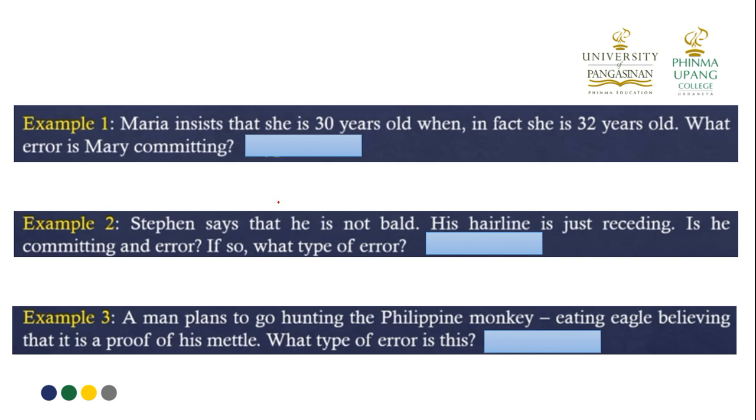The answer here is type 1. Why is it type 1? Because she is rejecting the truth. Right? She is rejecting the truth. Number 2. What is the answer in number 2 naman?